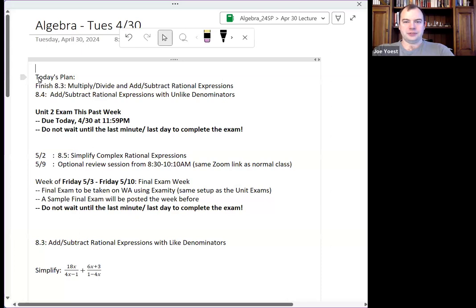All right, so the plan for today is to just finish up a last little bit in section 8.3, adding and subtracting rational expressions with like denominators, and then move on to 8.4, adding and subtracting rational expressions with unlike denominators. So that's the goal for today.